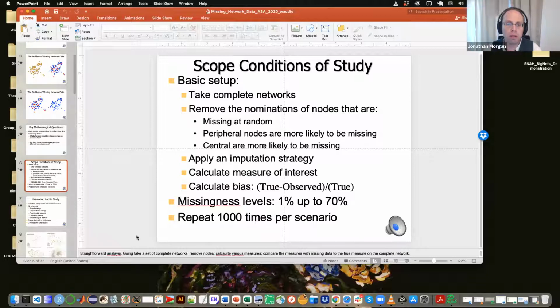And then we applied imputation strategies, and we looked at measures of interest. Basically, we were looking at the true network that we have, and then what we could recover back. So that was the end setup: we have this underlying true network, and we just calculate this bias score. And we looked at networks for which we had only 1% all the way up to 70% missing data.